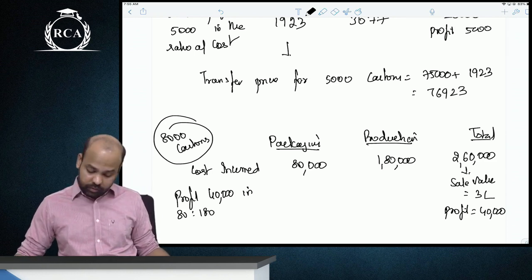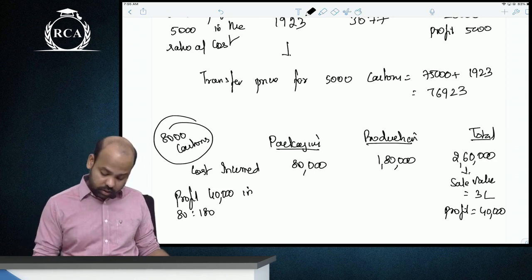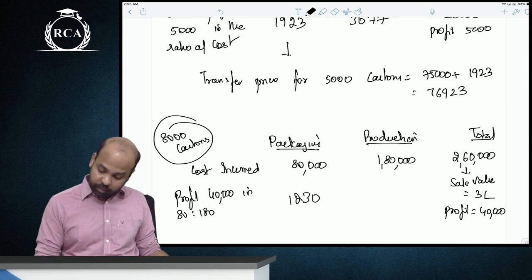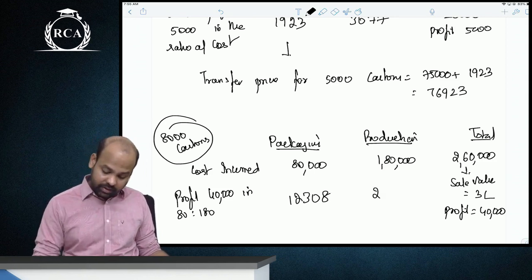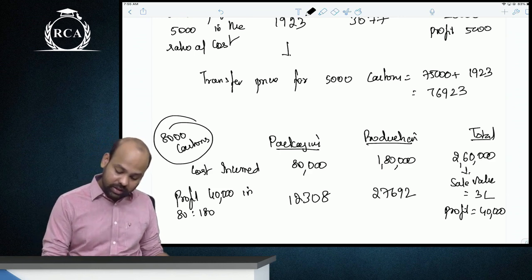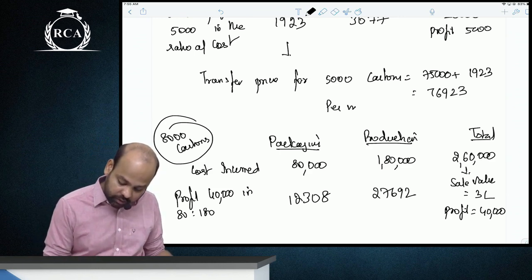40,000 into 80 divided by 260, guys. 12,308 rupees. And here 27,692. Per unit, how much is the transfer price? I can write 76,923 divided by 5,000 cartons.